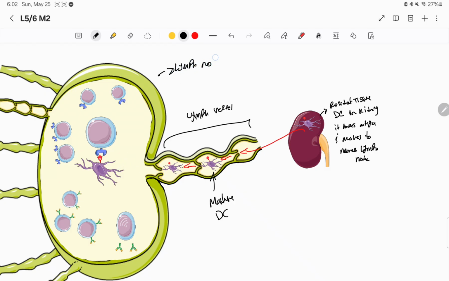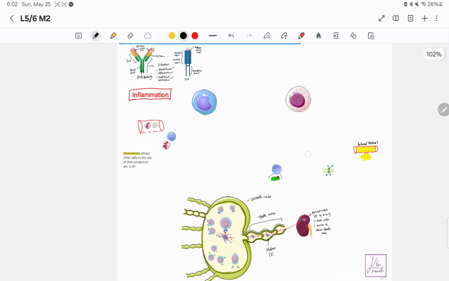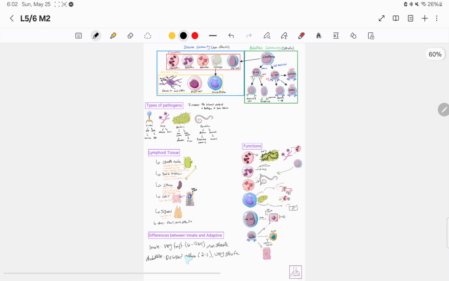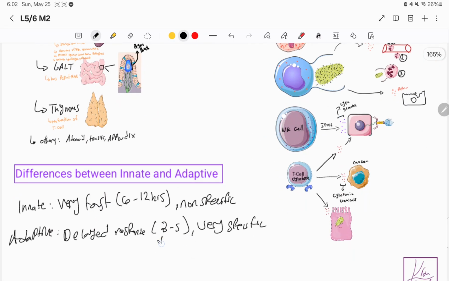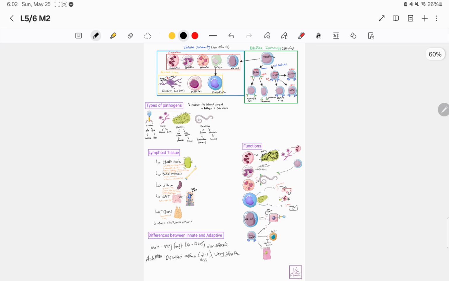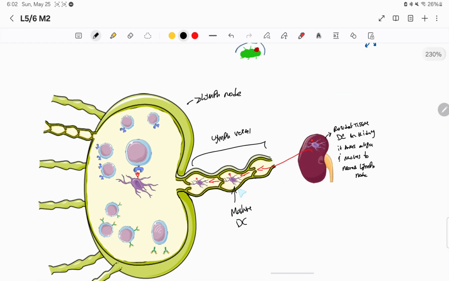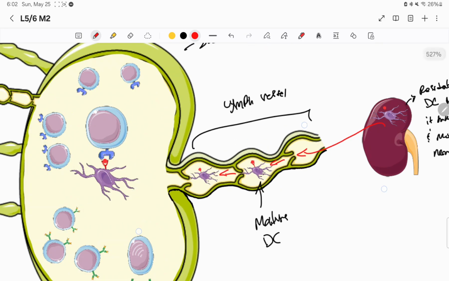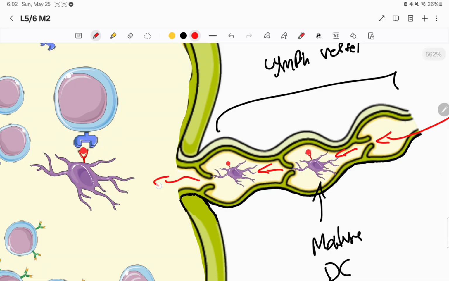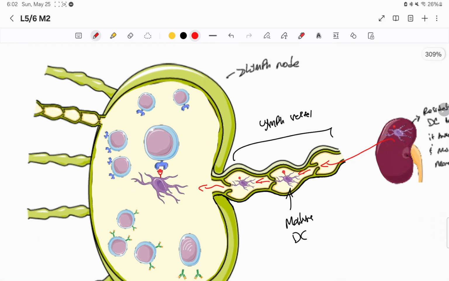Okay? And why do I say slowly? Because the flow inside of a lymphatic vessel is extremely slow. And this is, again, what contributes to that very slow activation time of 3 to 5 days for the adaptive immune system. Okay? But anyways, the mature dendritic cell is moving and moving and moving, and it'll eventually make its way into a lymph node.